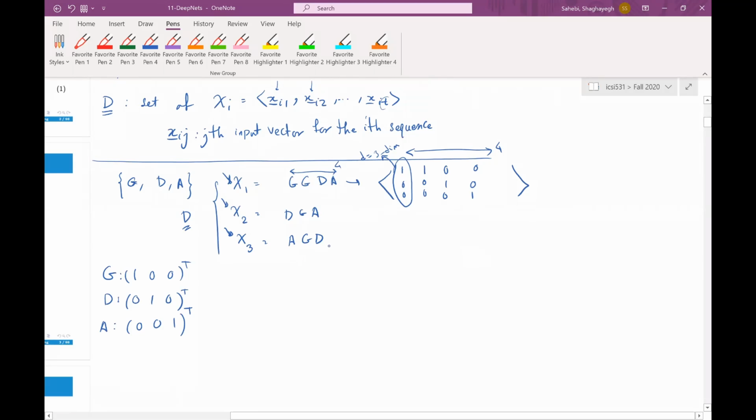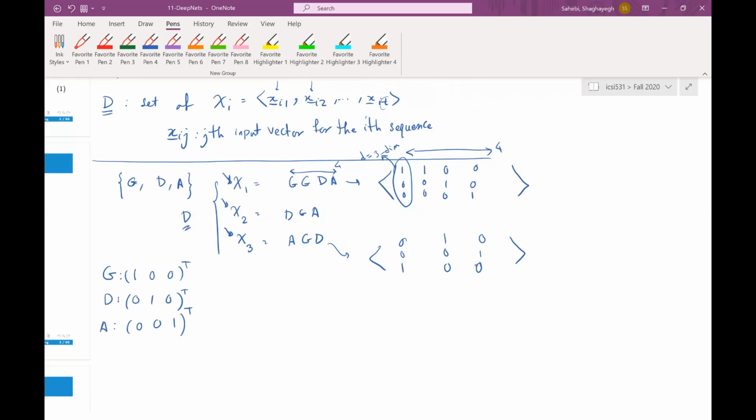Now, for example, x3 is like this. The first one is A, so it's 0, 0, 1. The second one is G, it's 1, 0, 0. Last one is D, it's 0, 1, 0. So that's how we encode our sequences in our data.